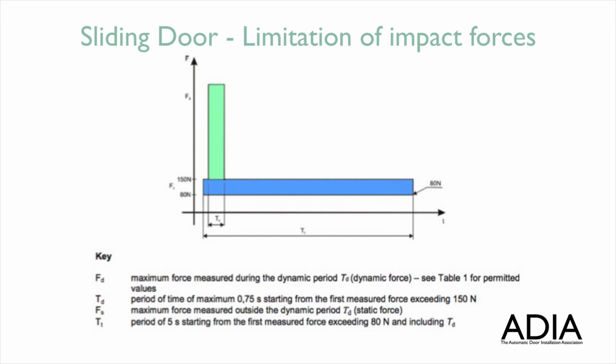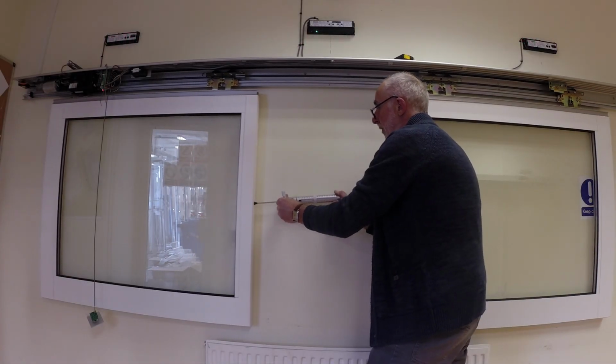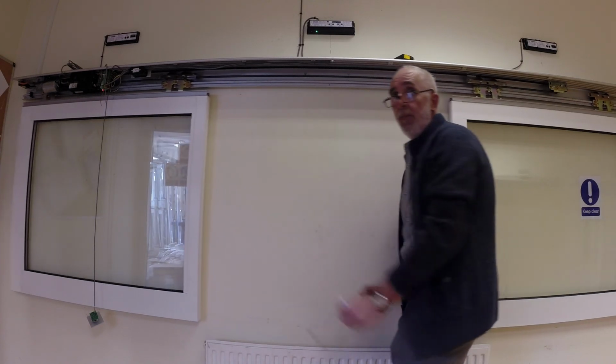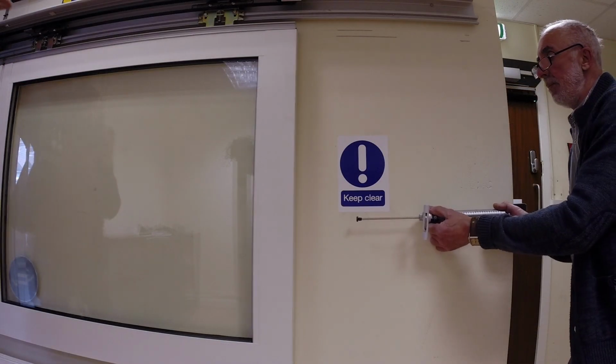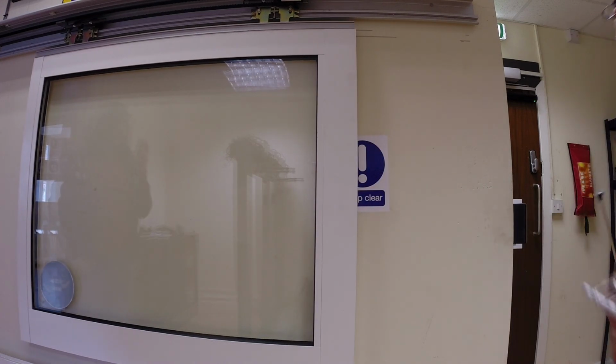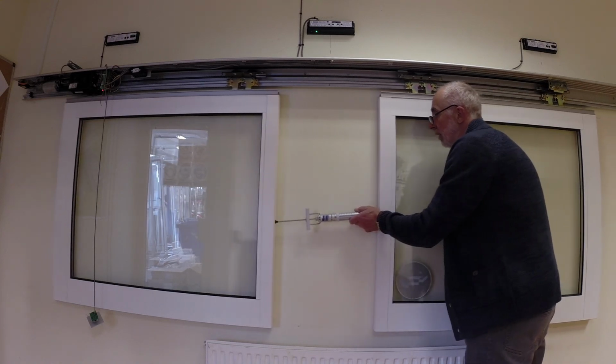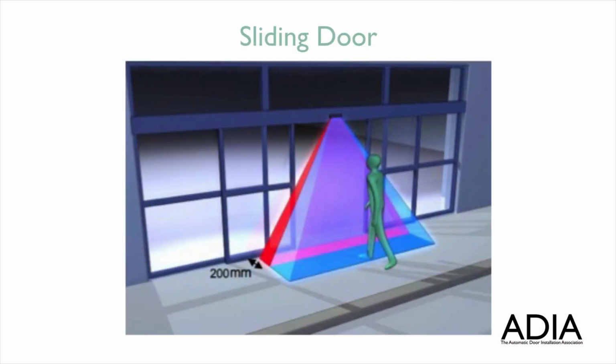Dynamic impact forces should be measured at 1200 mm from the finished floor and then at 50 mm, 300 mm and 500 mm in both opening and closing directions. Please see Annex B pages 32 and 33.